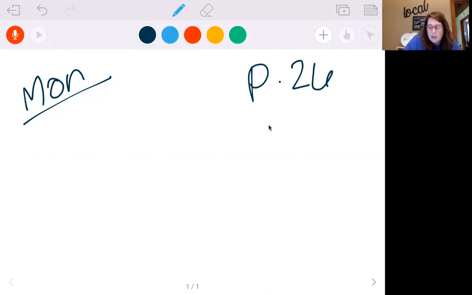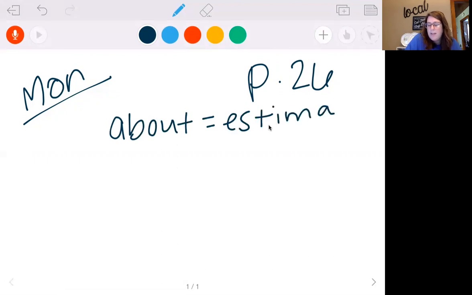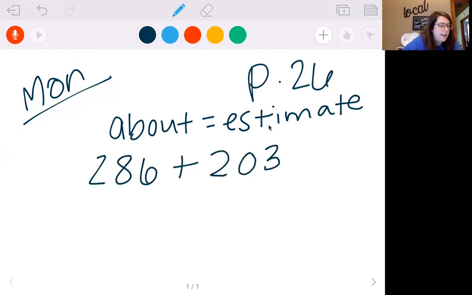The first thing I want you to know is about means to estimate. Whenever you see the word about, it means to estimate. You can use rounding to estimate. So we round each addend to the nearest 10 or 100, then add the rounded amounts. So we have 286 plus 203. We need to round each one of those and then add it.